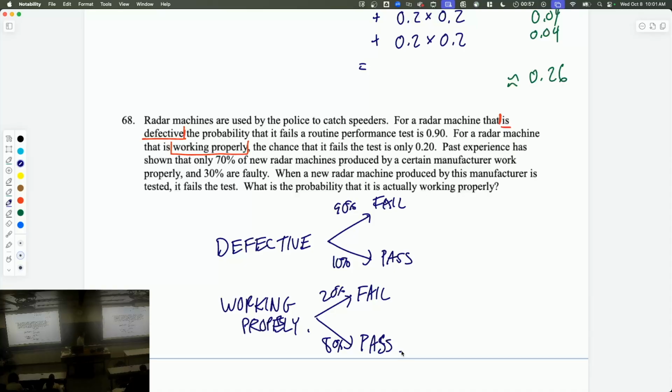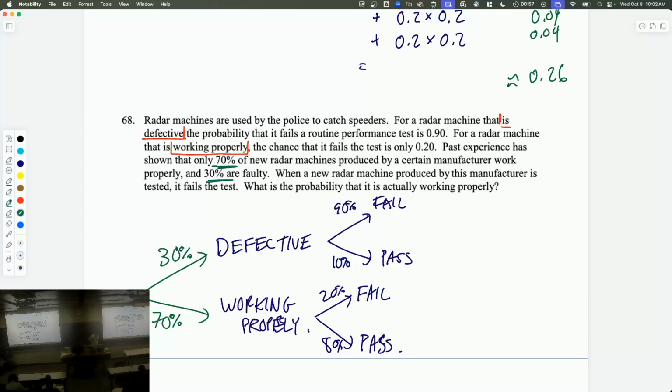All right, the next sentence says, past experience shows that only 70% of new radar machines work properly, and 30% are faulty. So this 70% and 30% are telling us we have these 2 branches. So 30% are faulty, which I guess is a synonym for defective over here, and 70% are working properly. So this is the full probability tree. The first sentence gives you the second half, and then this sentence gives you this one.